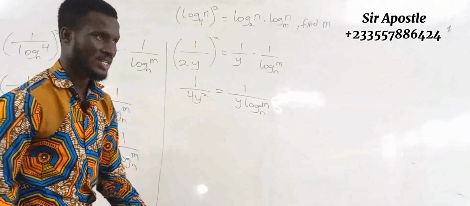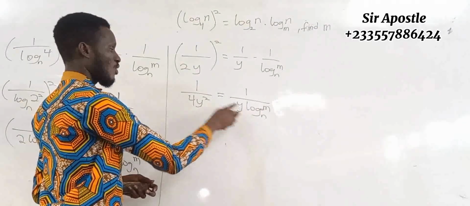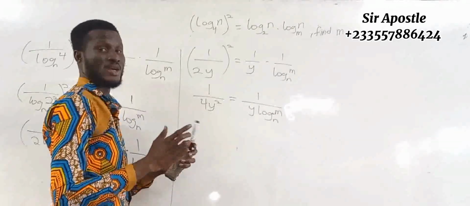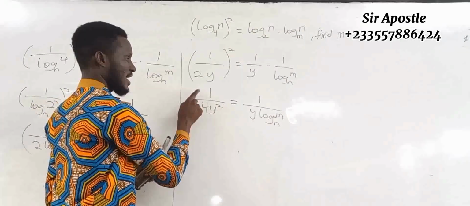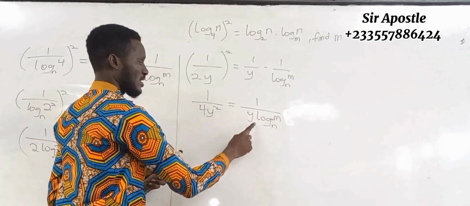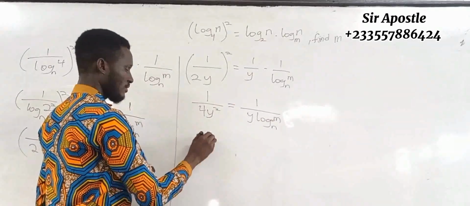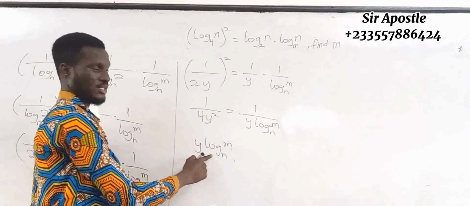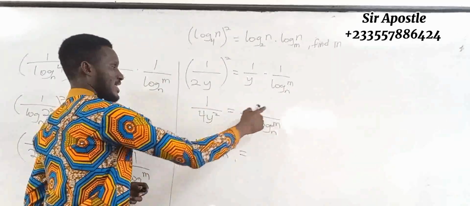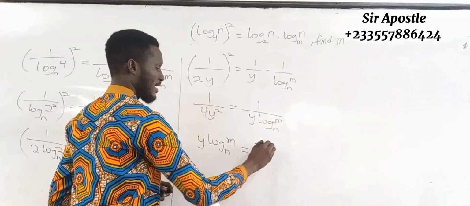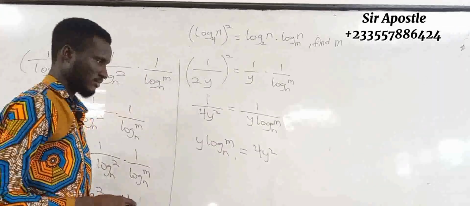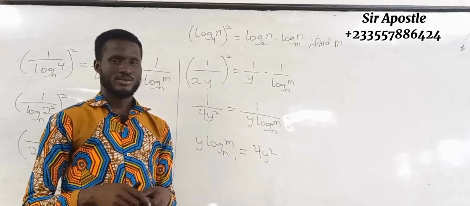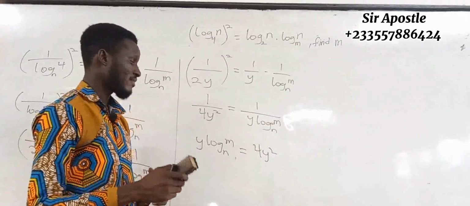Or you do cross multiplication, a simple way. So this one will multiply this. So 1 times y log m base n, this one is cross multiplication. So this 1 times the 1, this 1 times the 1. Now y, this one multiplying 1 will give us the same thing. Then 4y squared times 1 will still give us 4y squared. You see, it's very simple. Make sure you like the video. Gradually, we will get a value for m.